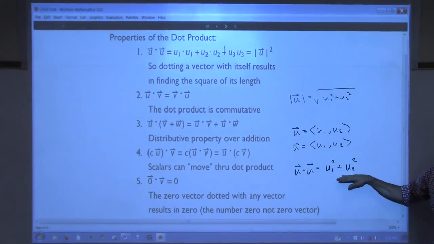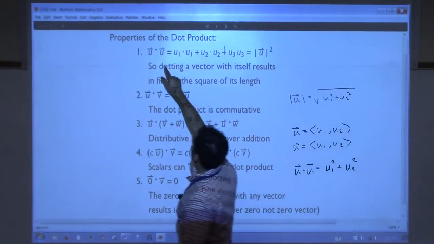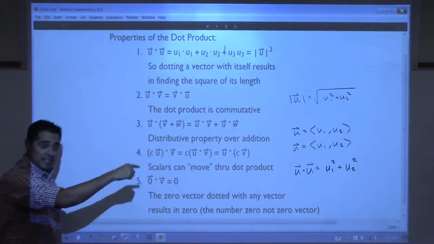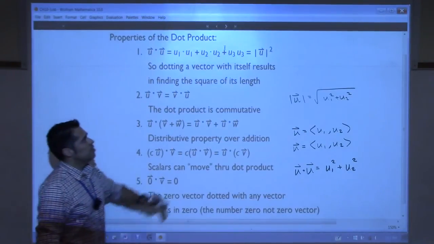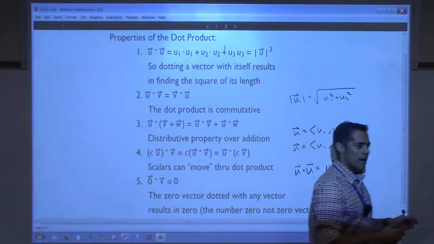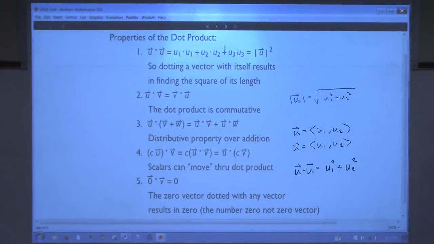See that? So that's where this is coming from. You take a vector, you dot it with itself. It gives you the length of the vector squared. That's only if you dot it with itself, though.